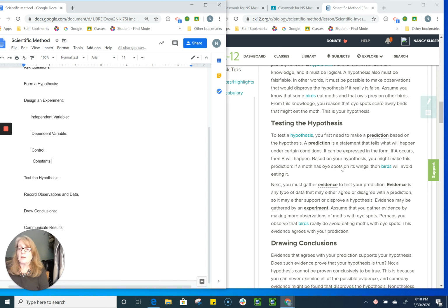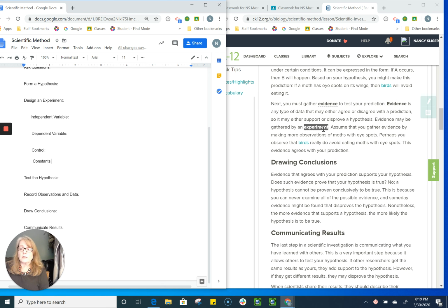Now, this would be a hard one to test out in the wild. That's why I talked about the seeds. And this prediction, that's kind of the same format that you use when you write a hypothesis. Okay.